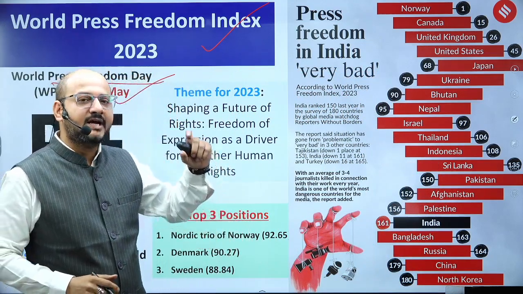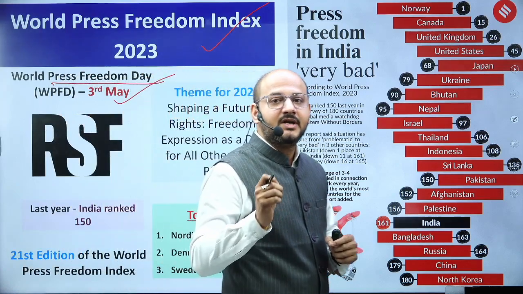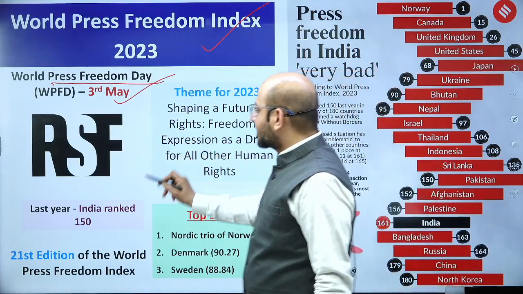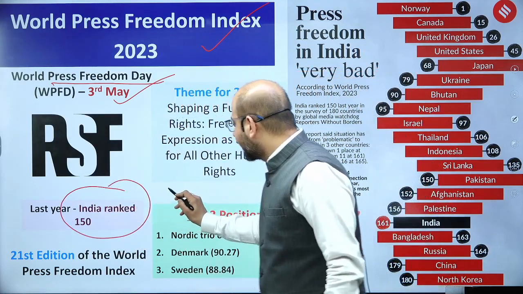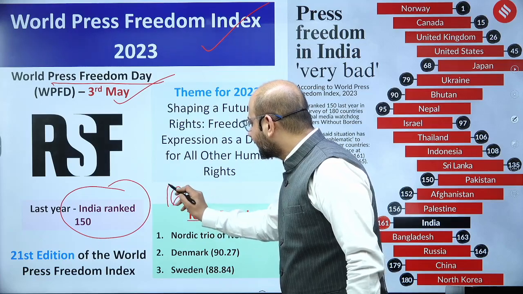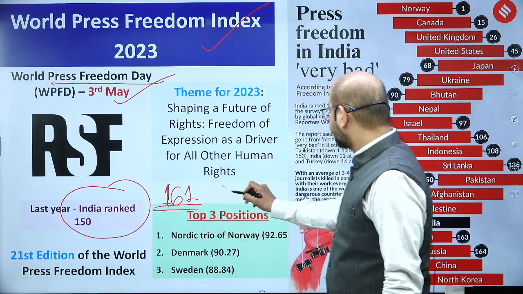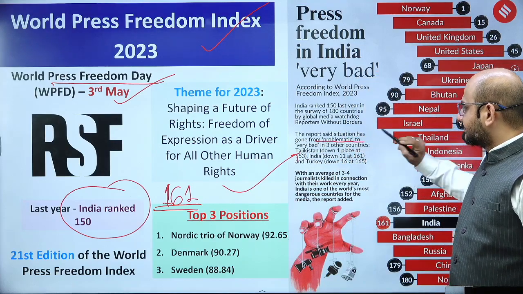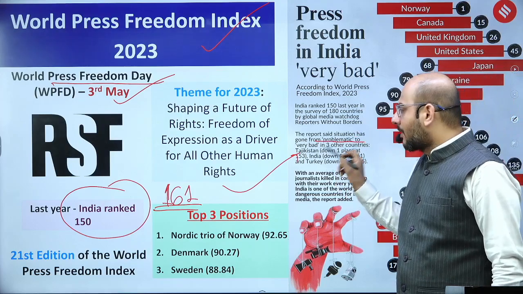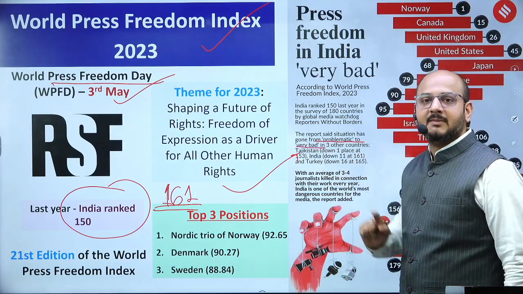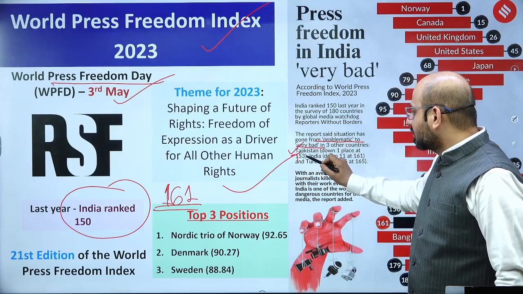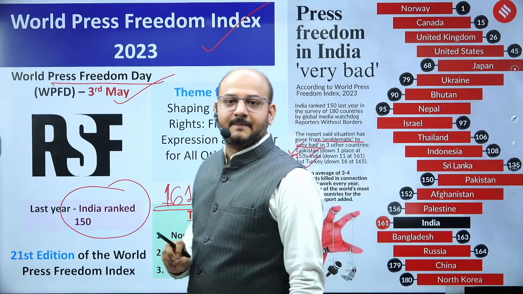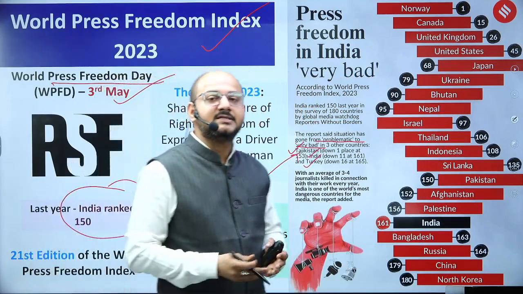This year, India's ranking has gone down by 11 places, which is not good, in 2023. Last year, India's rank was 150. This year, India's ranking is 161. Because of that, the report said that in 3 countries the situation has gone from problematic to very bad. Number 1 is Tajikistan, number 2 India, and 3rd is Turkey. Tajikistan, India and Turkey.